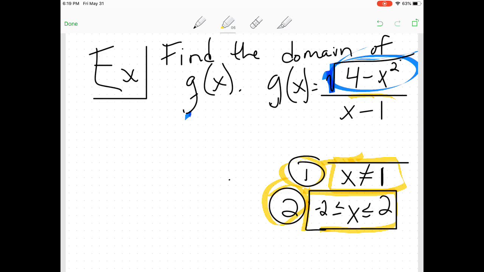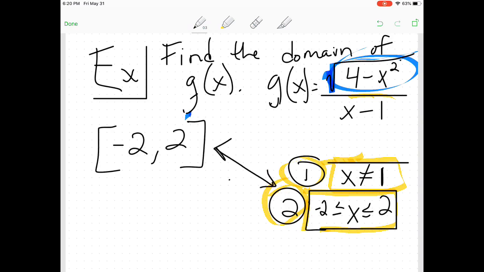So I want to be able to write this in interval notation, right? I want to state the domain in interval notation, so let's take a look. Let's start with, well, I know I have to be between negative 2 and 2, right? That's what this tells me here. I need to be between negative 2 and 2, and I'm going to include negative 2 and 2, right? Because it says greater than or equal to, less than or equal to. You can include both of those.